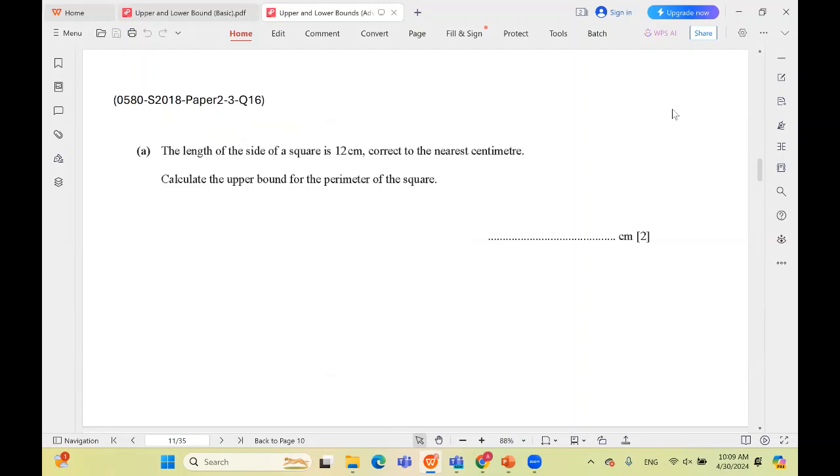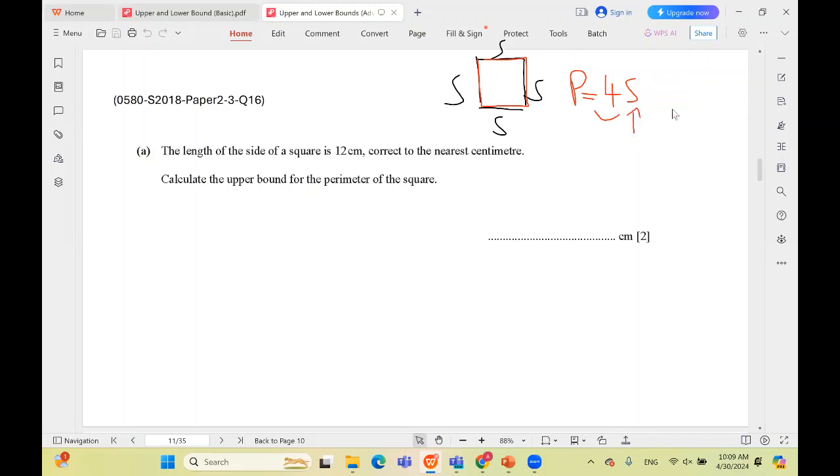The length of the side of a square is 12, correct to the nearest centimeter. Calculate the upper bound for the perimeter of the square. So a square is like a rectangle, but the length and the width are the same value. We have S, S, S, and S. So the perimeter here is just S plus S plus S plus S. So P equals 4S. The 4 is a constant. We don't do anything to it. So we just need to manipulate the S.